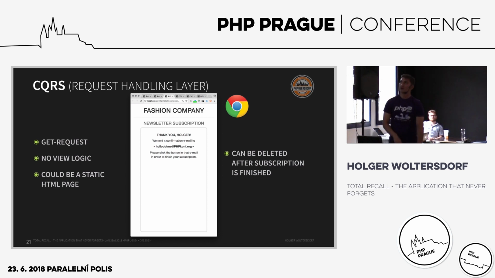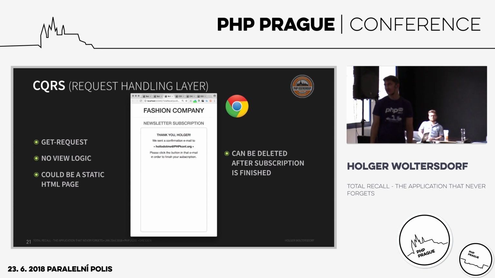In the end, when you finished your subscription, so your write logic was OK, you persisted the subscription, you just show a done or a thank you page. And again, that is a GET request, so it's just a simple view. And the information is coming from the session or from the database. That could even be a static HTML page that you have prepared as a representation. And it, of course, can be deleted after the subscription is finished.